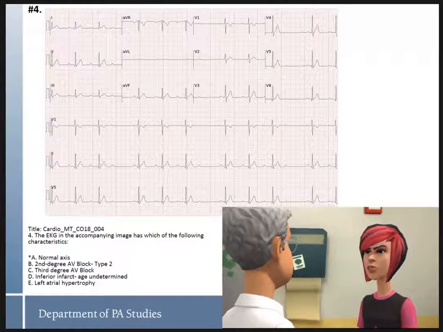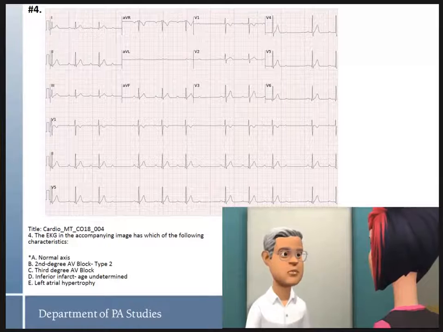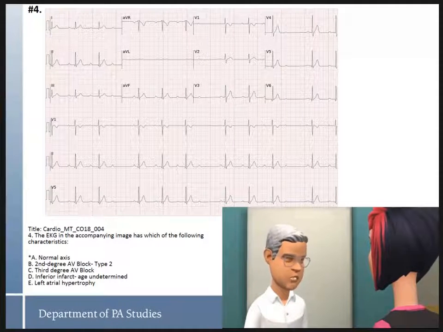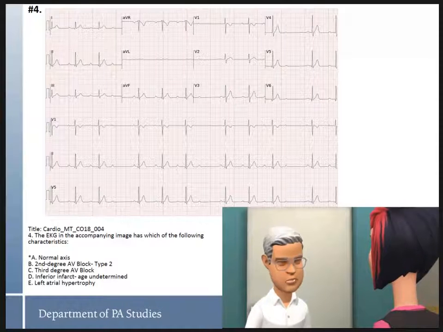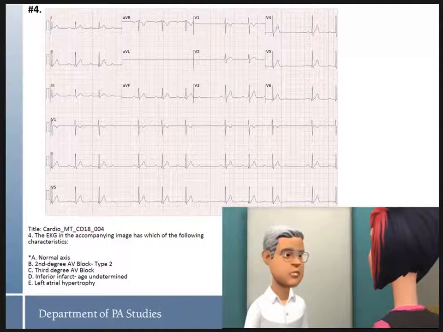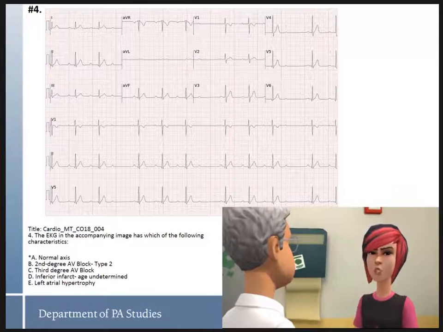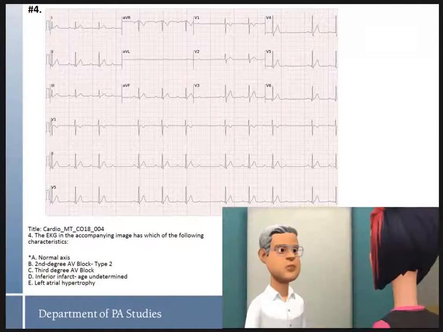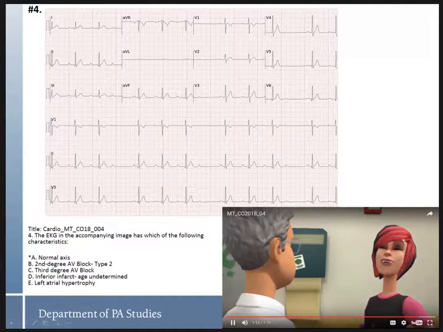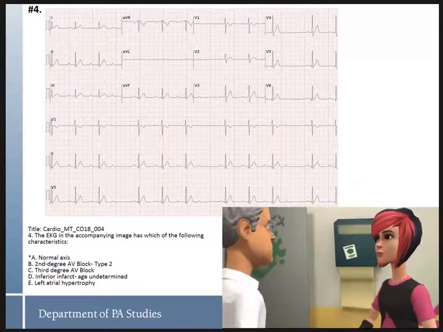Well, there's obviously left atrial hypertrophy. No. LAH would have to have a large terminal negative portion of the P wave in V1 or a wide, M-shaped P wave in lead 2. If anything, the P wave in V1 is mostly positive, not negative. By process of elimination, I guess the correct answer must be normal axis. Yes, right. But what makes it normal? The QRS in leads 1 and aVF are both positive. Positive, positive, normal axis.